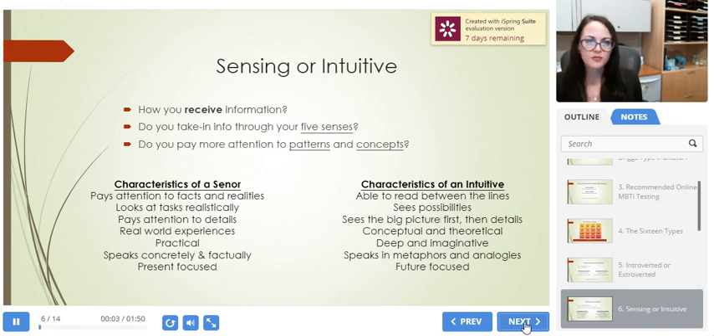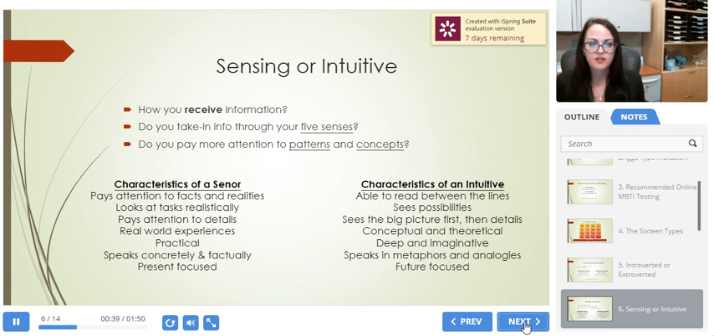So the next dichotomy is represented by an S or an N, sensing or intuitive. And this is probably a little less recognizable than introverted extroverted. Whether you're sensing or intuitive has a lot to do with how you receive information from the world around you. Do you receive your information through your five senses, what you taste, touch, hear, see, feel? Or do you look at the big picture? Are you paying attention to everything around you simultaneously and looking for patterns and concepts?